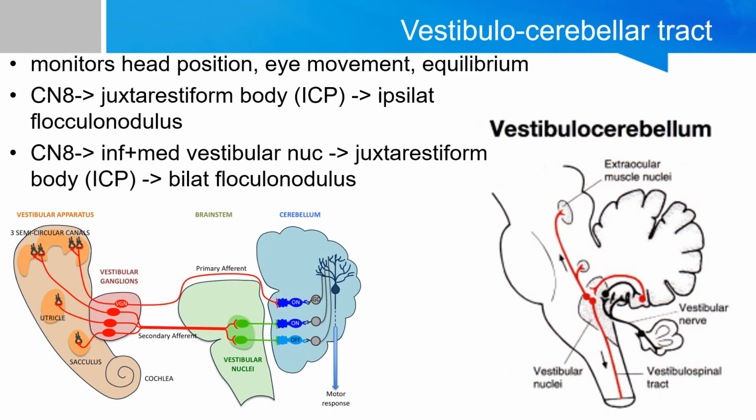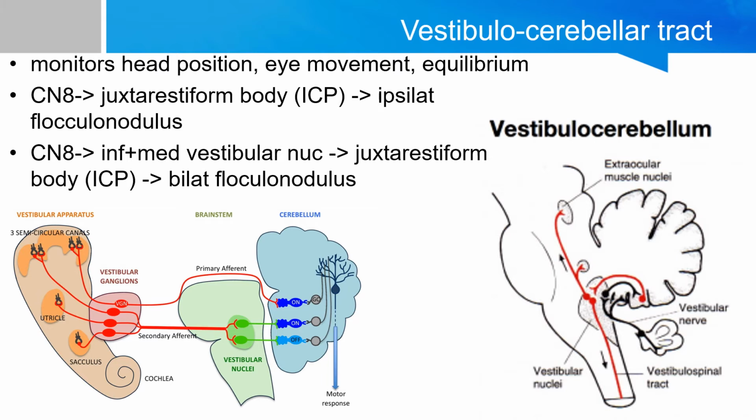The vestibulocerebellar tract, as the name suggests, monitors head position, eye movements, and equilibrium. And we'll cover a lot of the mechanisms with regards to eye movements and head positions when it comes to the vestibular system in the cranial nerve videos. But in general, the vestibulocerebellar system conveys reciprocal information between the vestibular nerve, the vestibular nucleus, the flocculonodular lobe, and the fastigial nucleus of the cerebellum.